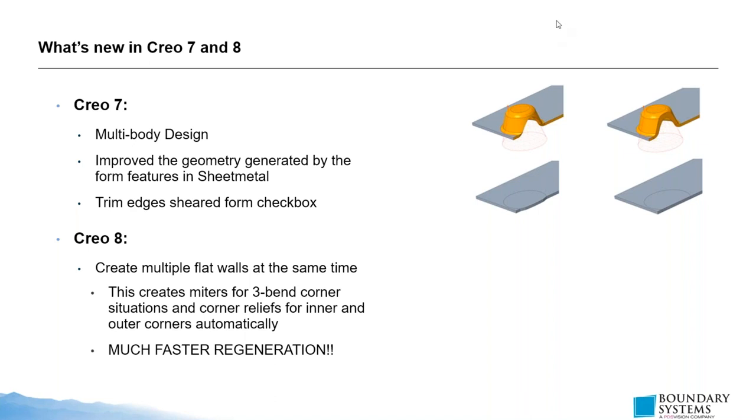And the second improvement to Creo 8 is much faster regeneration. This is actually really, really huge. I don't know what they did behind the scenes with the math and the formulas with how Creo handles sheet metal, but somehow in Creo 8, sheet metal is regenerating something like 10 times faster. So if you have any kind of large assemblies with high regeneration time with sheet metal specifically, Creo 8 somehow substantially improved this regeneration time.